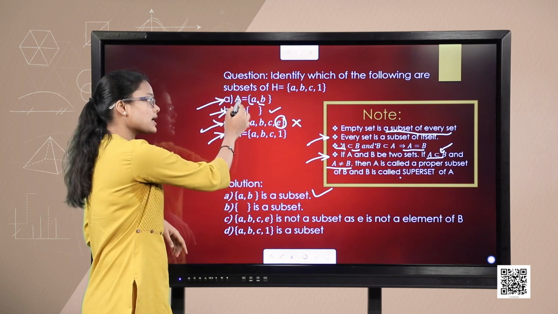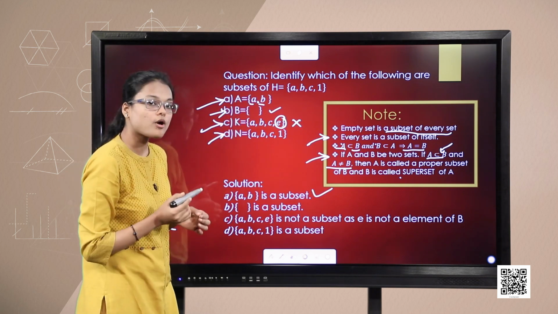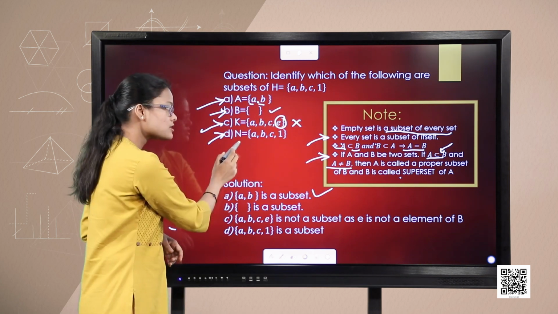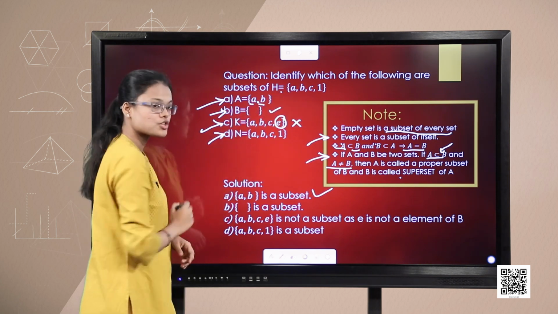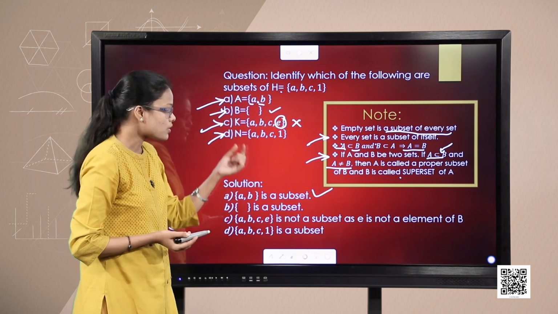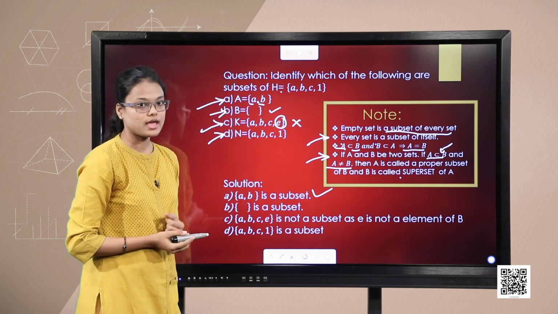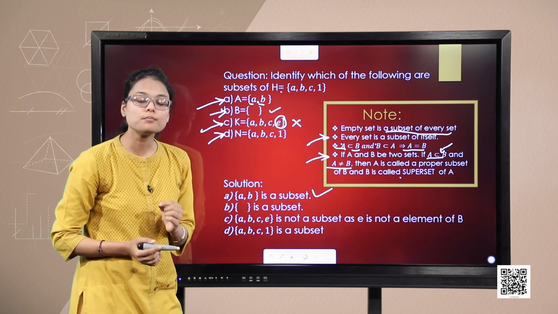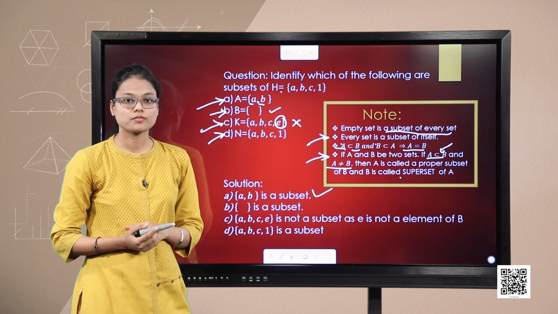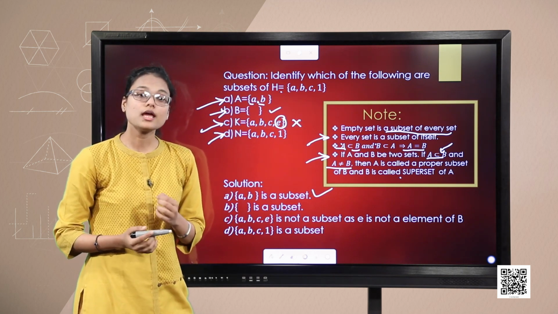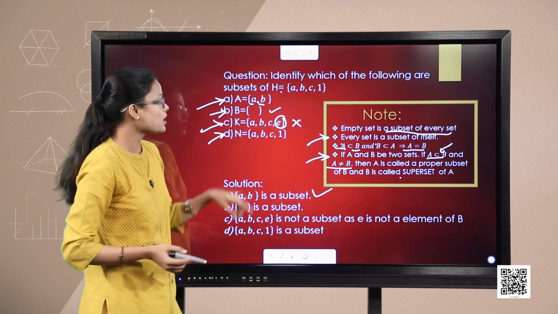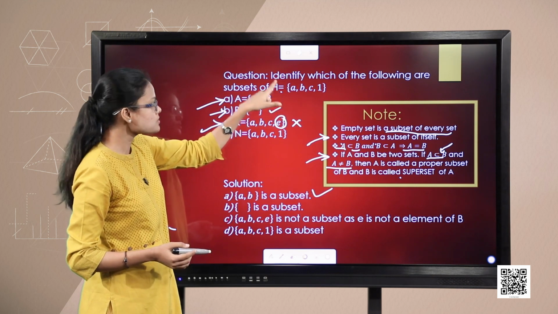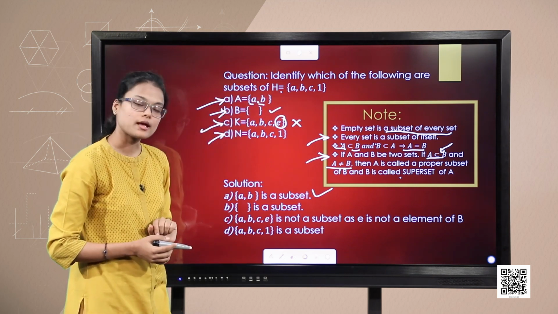Now, notice which among these subsets of H are proper subsets or not. You may see that the sets A and B are proper subsets of H, but N is not a proper subset of H. Why is this so? Because N is equal to H. Such a set is said to be an improper subset. A is a proper subset of H and H becomes the superset of A.